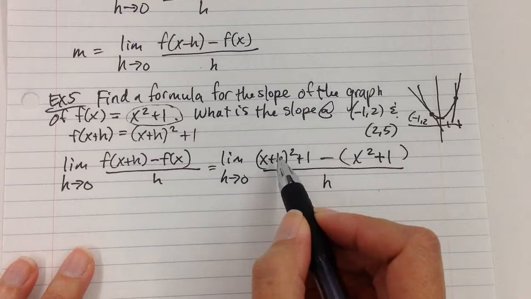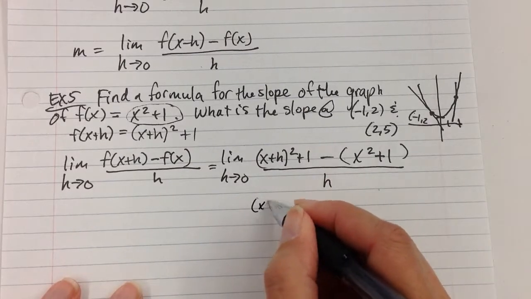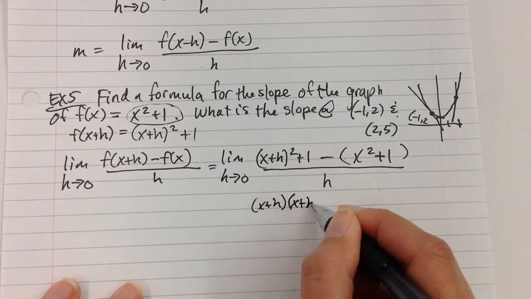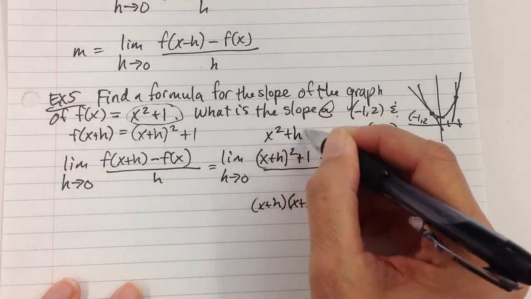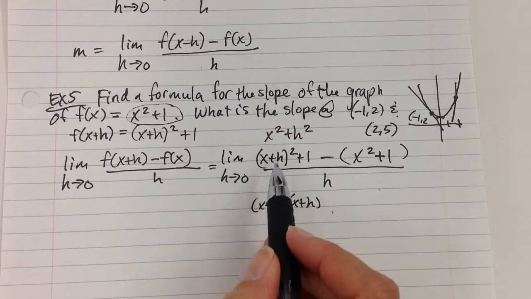Okay. So the question is, how do you square x plus h squared? Okay, what is x plus h times x plus h? It's not going to be x squared plus h squared. Okay, if you put that, you're going to get the wrong answer. That is not what that's equal to.